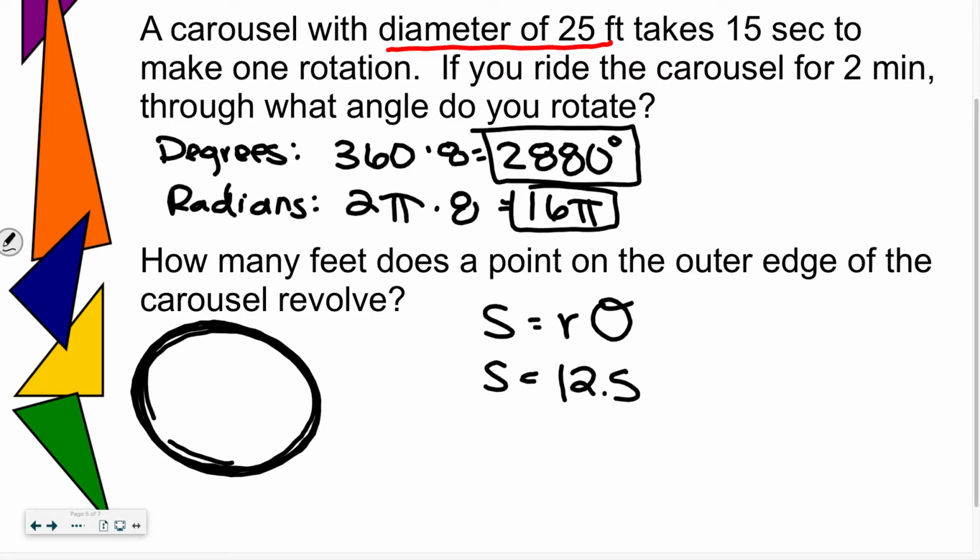And then, which one of these angle measures will we use? 16 pi, because we want it to be in radians, so multiply by 16 pi. And on this one, probably want it, you know, like we're saying, how many feet did we actually travel? I'm going to go ahead and put my pi into my calculator and say it was 628.32 feet.